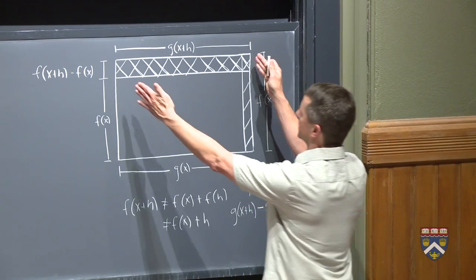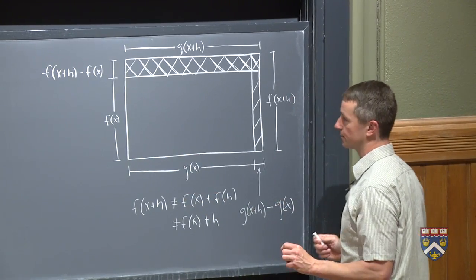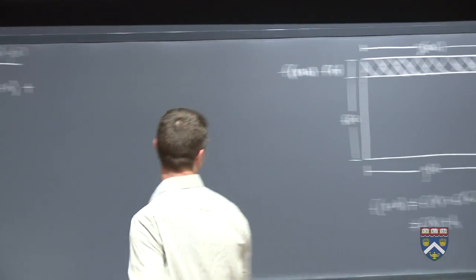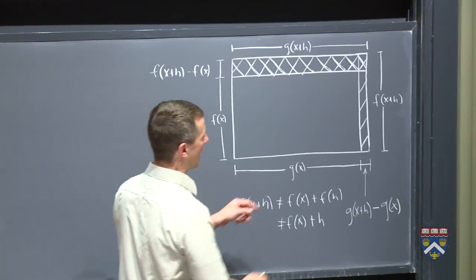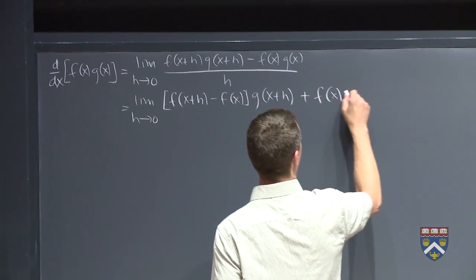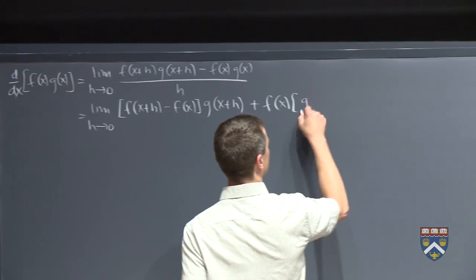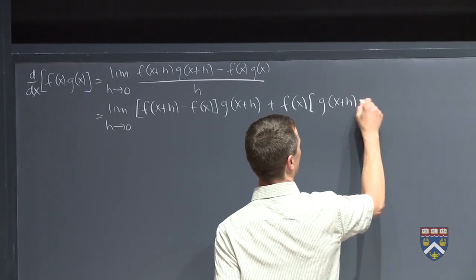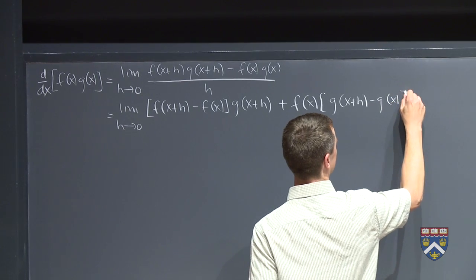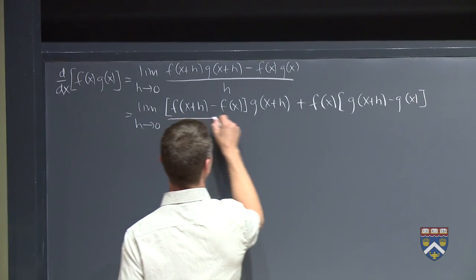The entire width is g of x plus h. This part is g of x. Therefore, this is the difference between the two. So I'm going to take the height of this one, which is f of x, and then multiply by its width, which we just figured out is g of x plus h minus g of x. And this is still all over h.